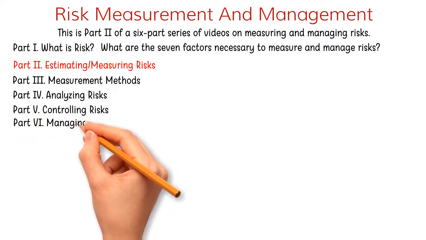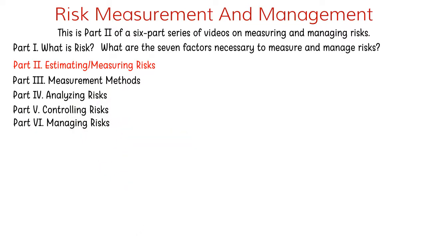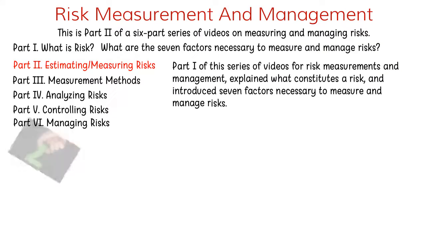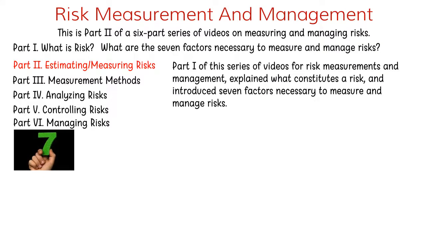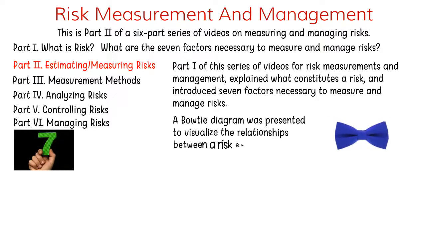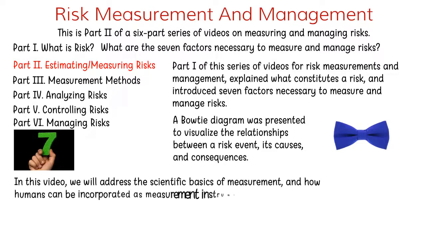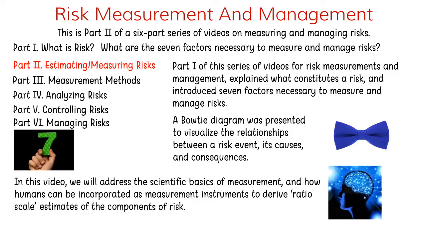Part 6. Managing risks. Part 1 of this series of videos for risk measurements and management explained what constitutes a risk and introduced 7 factors necessary to measure and manage risks. A bow tie diagram was presented to visualize the relationships between a risk event, its causes, and consequences. In this video, we will address the scientific basics of measurement and how humans can be incorporated as measurement instruments to derive ratio scale estimates of the components of risk.